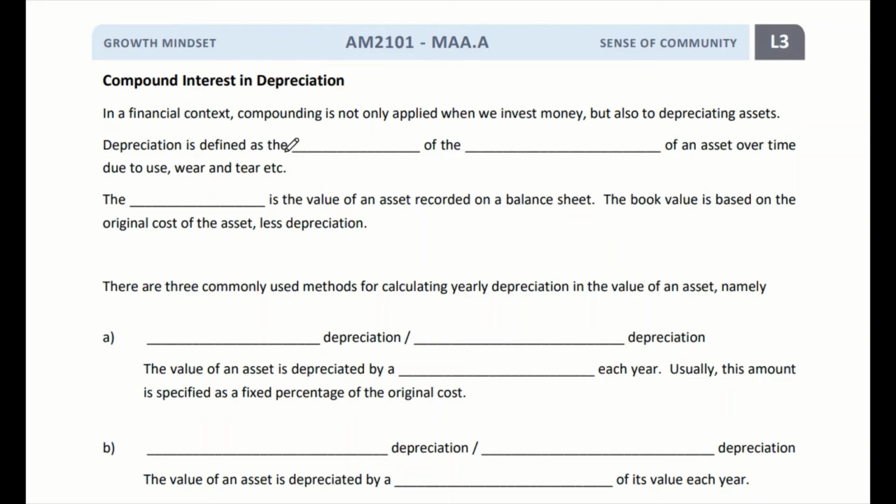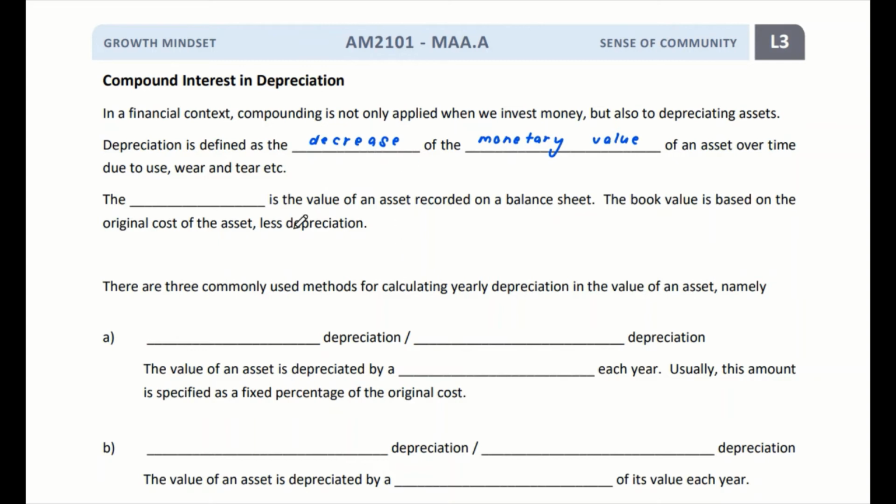So depreciation is defined as the decrease of the monetary value. Normally we talk about the money value. It's not about how much it is worth for your time and so on. So it's the monetary value. The monetary value of an asset is going to decrease over time due to use or wear and tear. This is called depreciation.